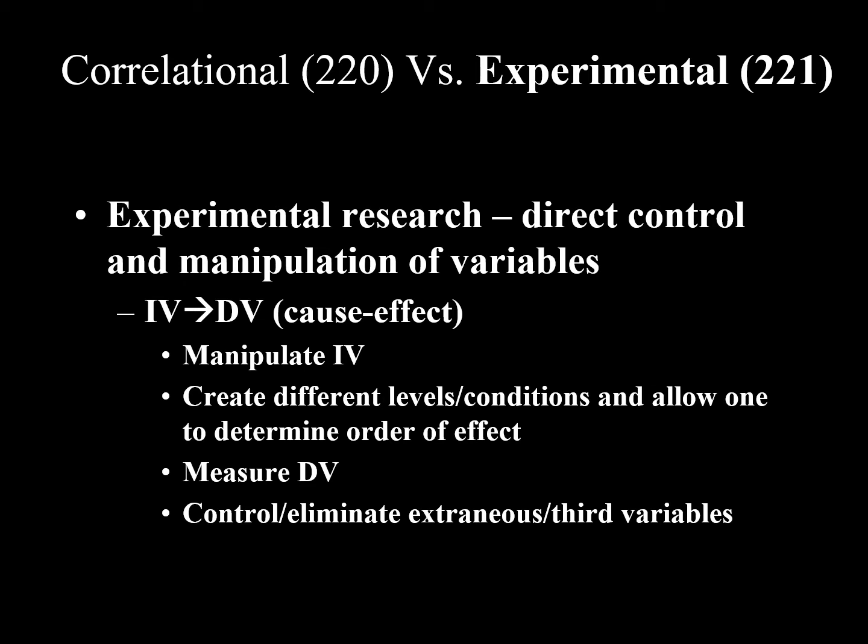We manipulate that independent variable, we create different levels or conditions, and allow one to determine the order of effect. And then we measure our dependent variable. Now, the big advantage here is we tend to control or eliminate extraneous third variables if we can make the argument methodologically that the only thing that changed between our conditions was whether or not someone was introduced to that independent variable or not.